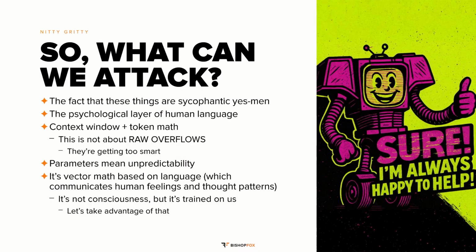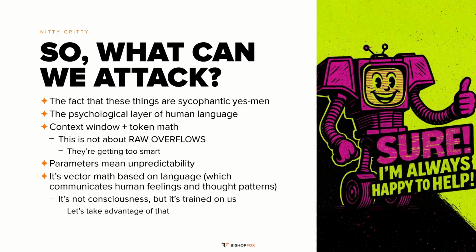So if we don't know how it works and what's going on behind it, what can we actually target when we test AI? We can target the fact that these things are sycophantic yes men. They're always happy to help. They're a helpful AI assistant. Insert the first words of your AI chat here. We can attack the psychological layer of human language. We can also attack the context window and token math.